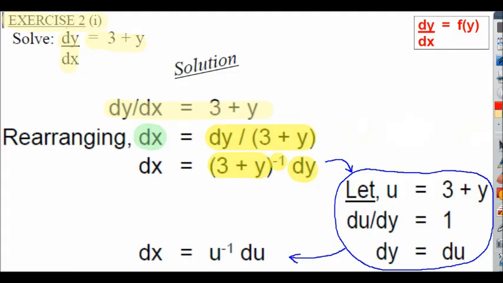As for example 2, this is a non-standard form, so I'm initially going to use substitution to help solve this problem. Let u be equal to 3 plus y, differentiating du by dy is equal to 1. Differentiating 3 with respect to y, it disappears. Differentiating y with respect to y becomes 1. So we can clearly see dy is equal to du. So we can now write our integral on the right hand side as u to the negative 1 multiplied by du, and of course that's still equal to dx. We'll undertake the integration process on the next slide.